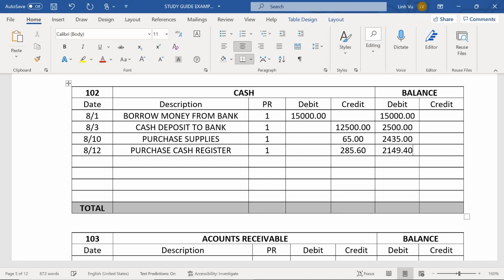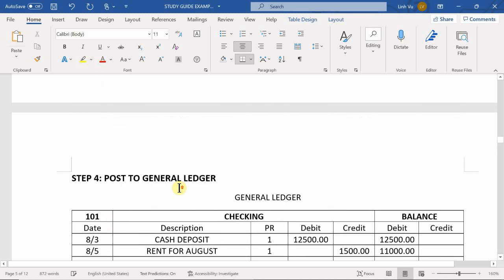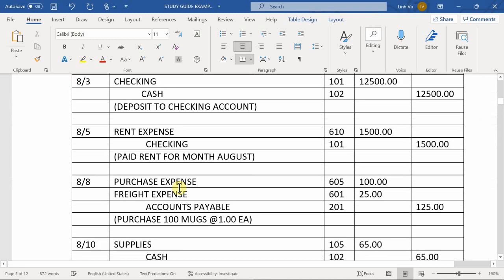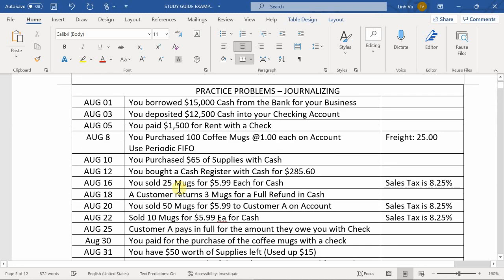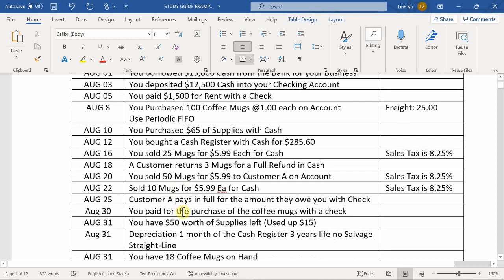And then, okay, here. We sold 25 mats for 5.99 each for cash. So we have cash, and we have taxes. Yes, we do. Tax. Okay. So, sales.